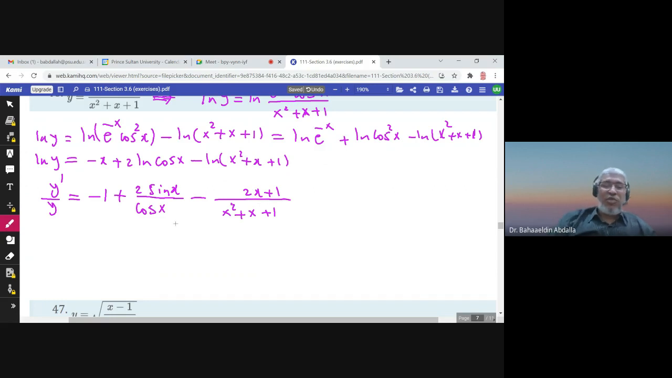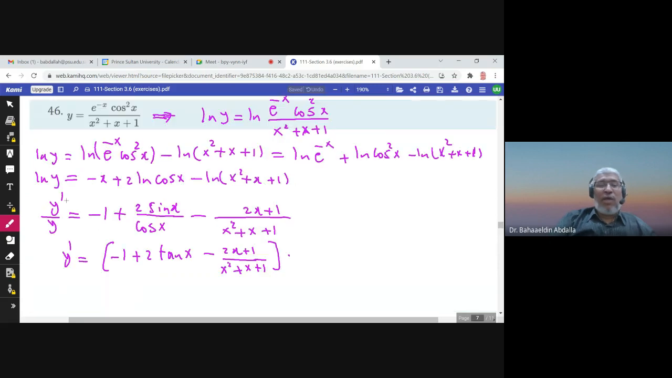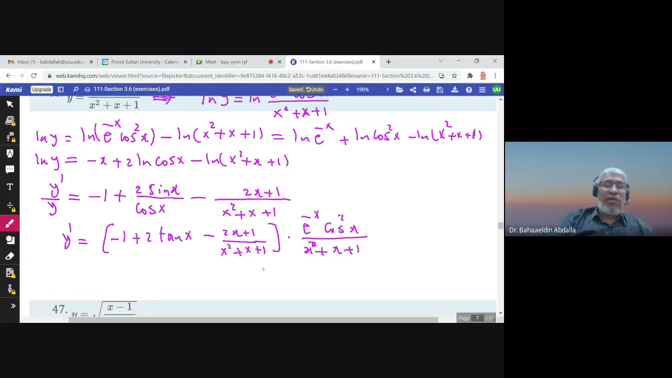So that's it. So y prime would be all of this. I can write this as negative 2 tan x, if you like, minus (2x plus 1) over (x squared plus x plus 1), times y. And what is y? This is y: e to the power negative x cosine squared x over x squared plus x plus 1. And this is the derivative of y.